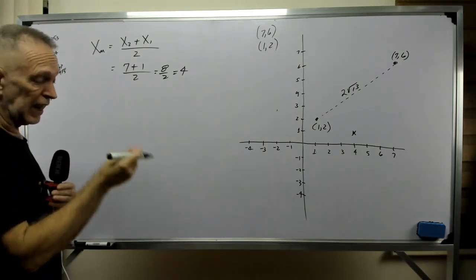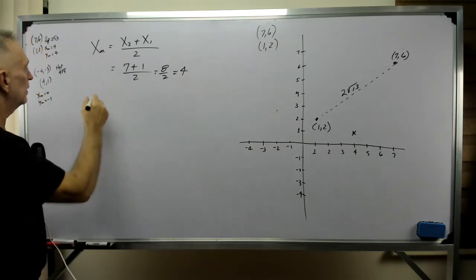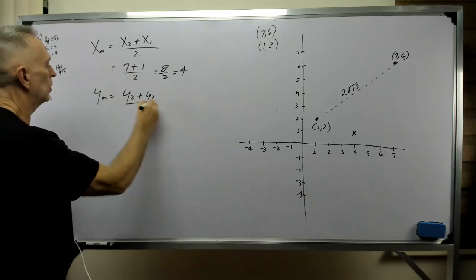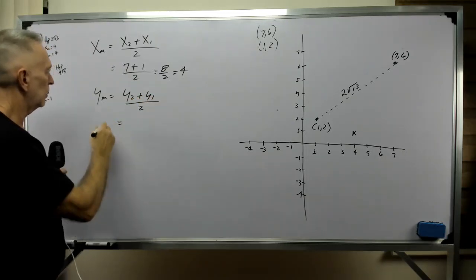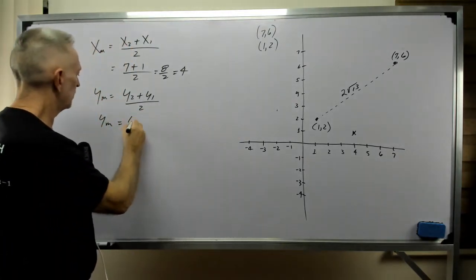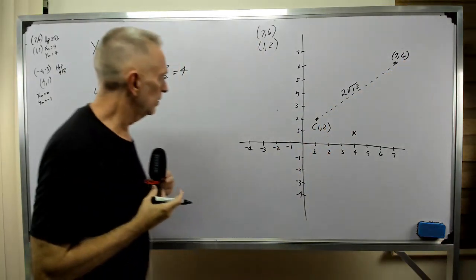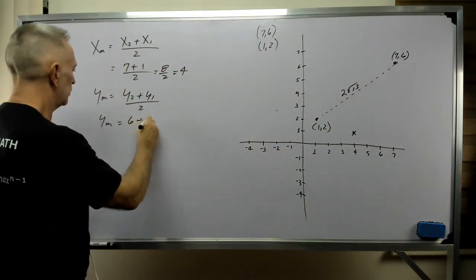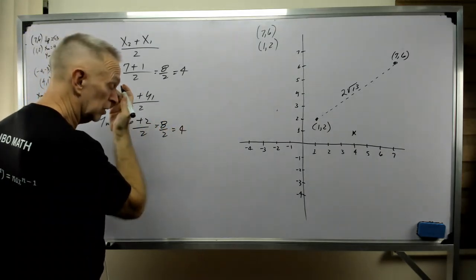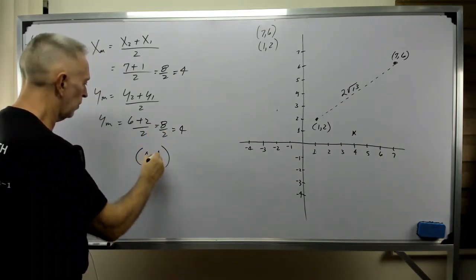Now when we get an x and a y midpoint, those will be coordinates. So y sub m is y sub 2 plus y sub 1 over 2, and y sub 2 was 6. So you see the y sub 2, y sub 1. 6 plus 2 over 2, that's 8 over 2. That's going to equal 4 also. So the midpoint then would be (4, 4).